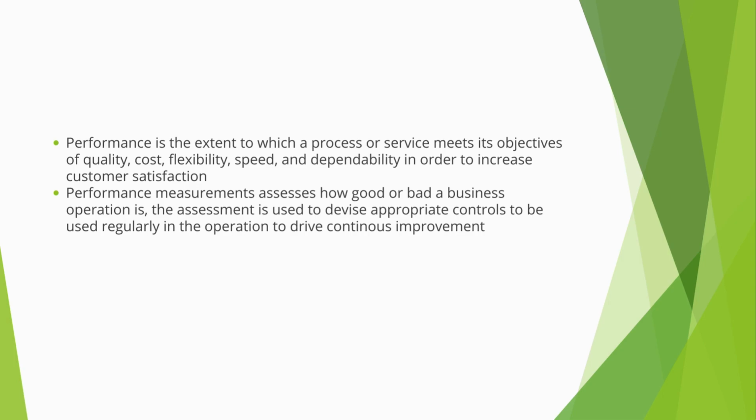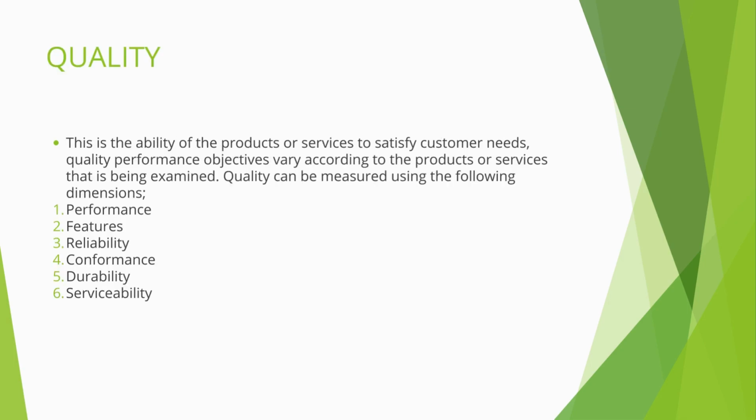So the key performance objectives that we are going to be looking at are as follows. The first one, we have quality. So when we talk about quality, we are talking about the ability of the products or services to satisfy customer needs. Quality performance objectives vary according to the product or services that are being examined. So quality can be measured using the following dimensions. We have performance, features, reliability, conformance, durability, and serviceability.